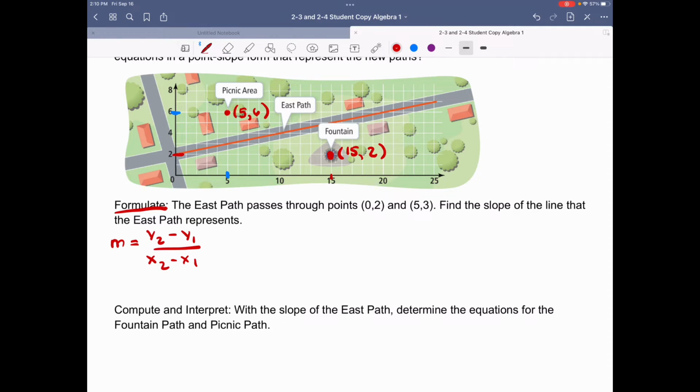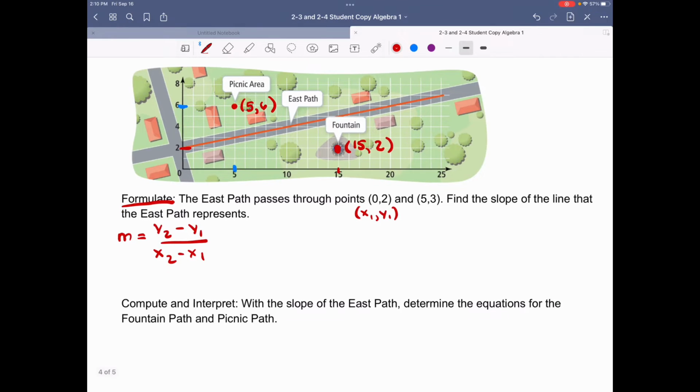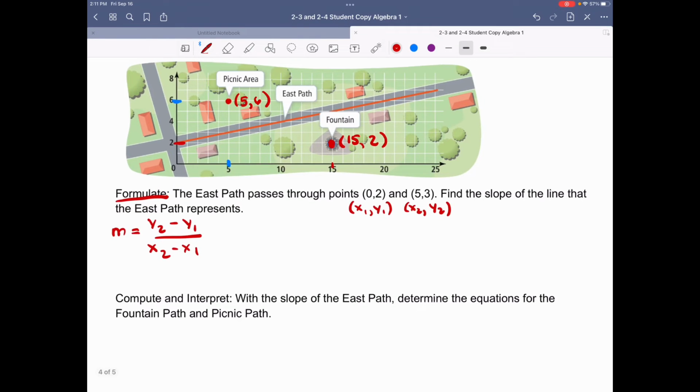And so we can go back to these points right here and label these x1, y1 for the first point, and then x2, y2 for the second point. And then we'll just plug those numbers in. So for y2, it's 3 minus y1, 2, over x2 is 5 minus 0 for x1. 3 minus 2 is 1 over 5. And so this is the slope for the east path.